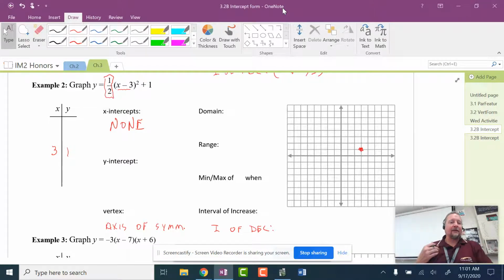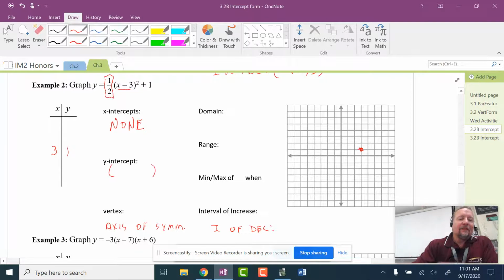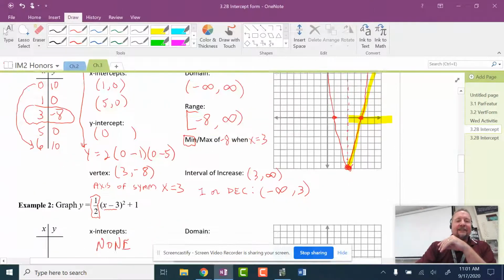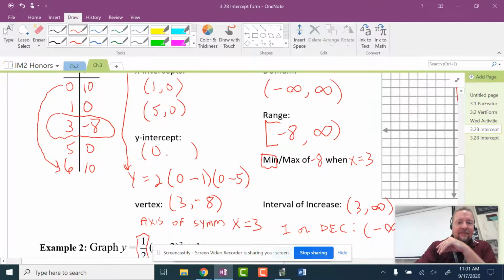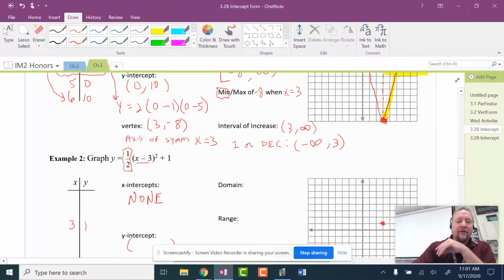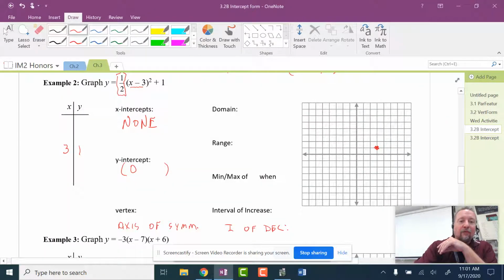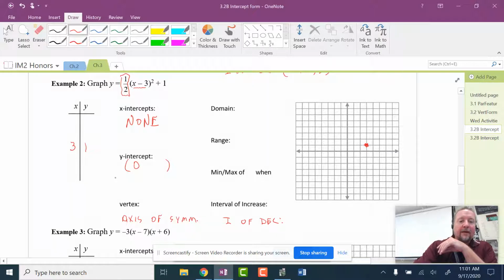How do you find a y-intercept? Look at the previous example. What do we plug in? What'd you put in for x? Oh no! Look at the last example. We put what in for a y-intercept? 0, and then we did get 10 on that last one. I didn't finish that off, but I put it in the chart. So we're going to put in 0 for x and solve for y. So we're going to walk you through that.